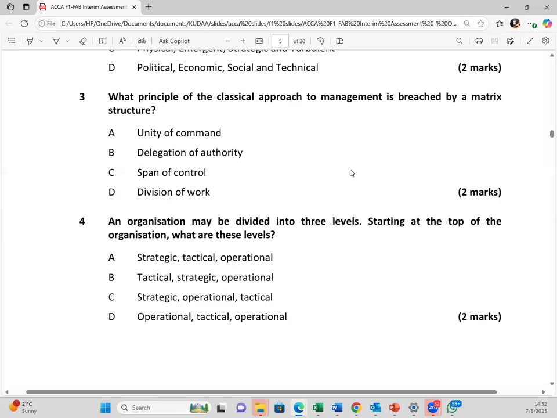An organization may be divided into three levels. Starting at the top of the organization, which are these levels? C, is it C? A is the correct answer. Kudai is correct, Faith is correct, and who else is correct? A is the correct answer. The strategic is the senior level, followed by the tactical, followed by the operational.